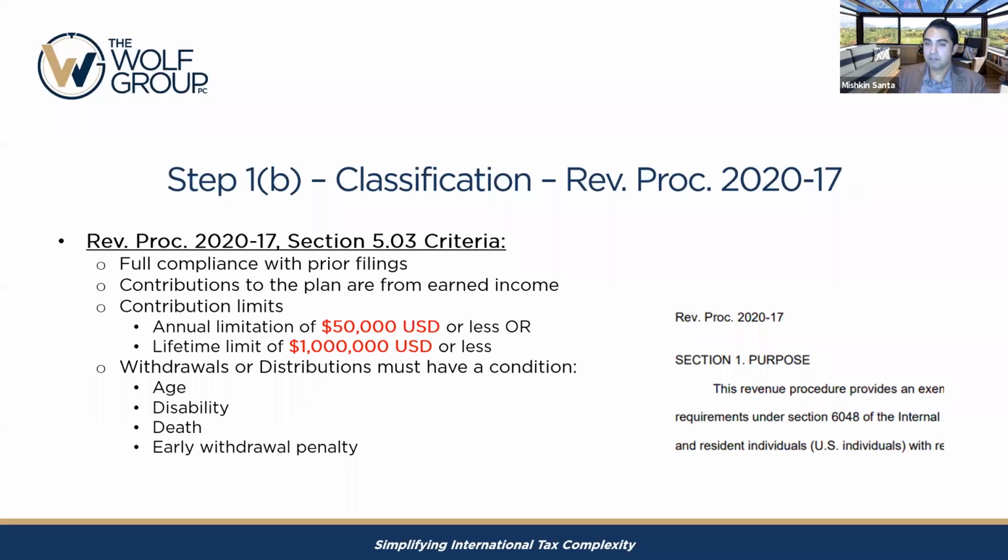So I think this is a very US-centric set of limitations for distribution. I know that in some countries, they may have an age of crystallization or a minimum age before you can withdraw. But most countries will not have provisions, at least from what I've seen, for death, disability, or things like that.